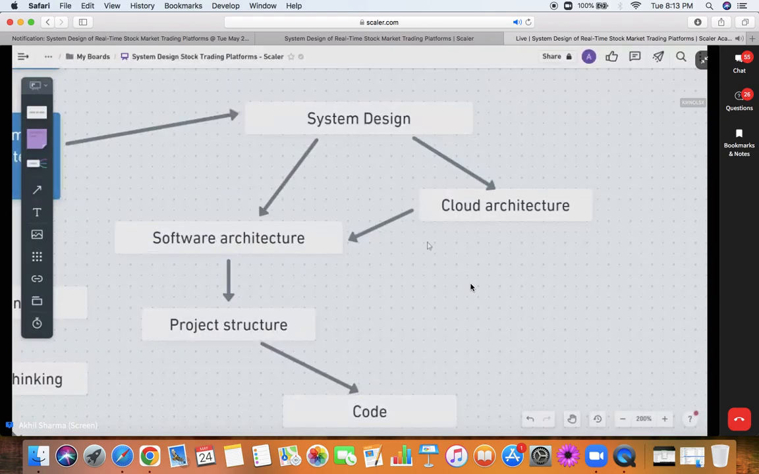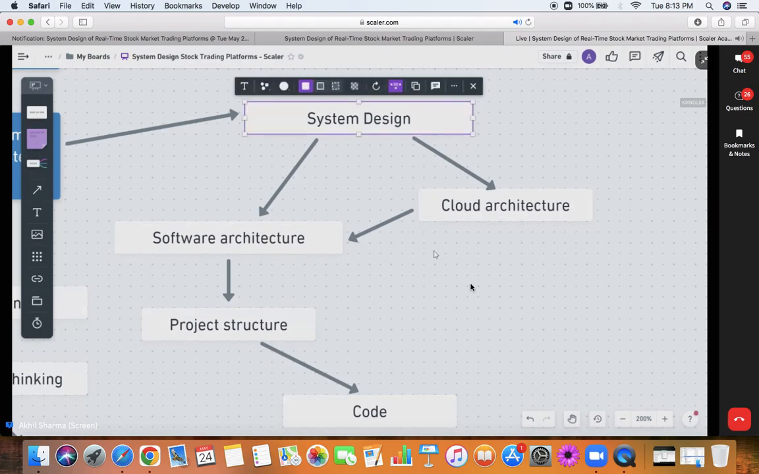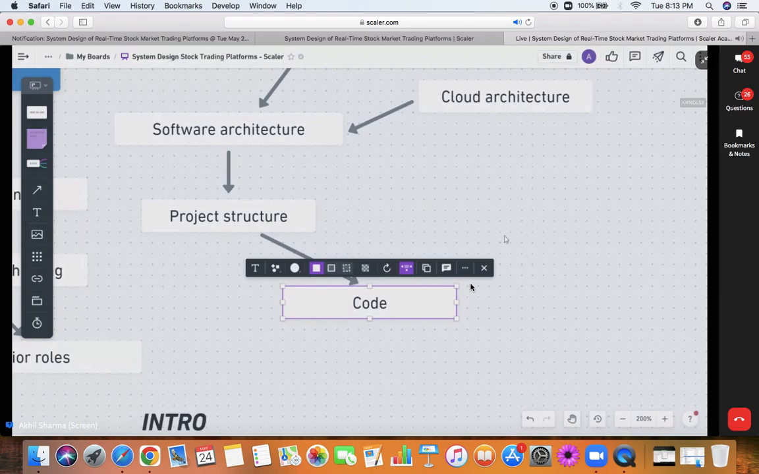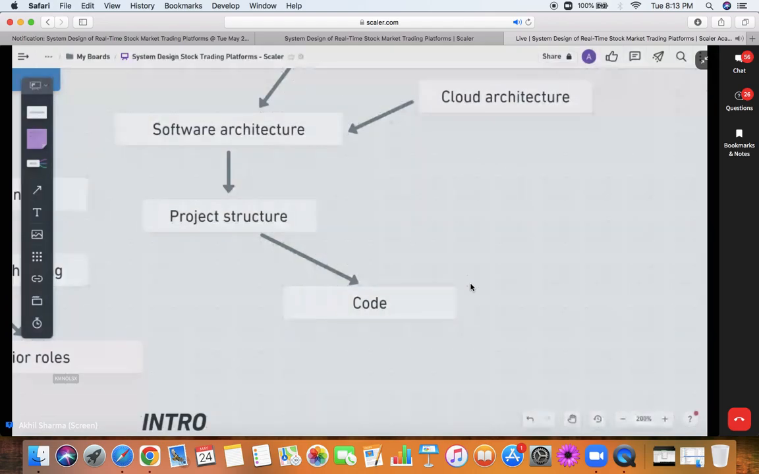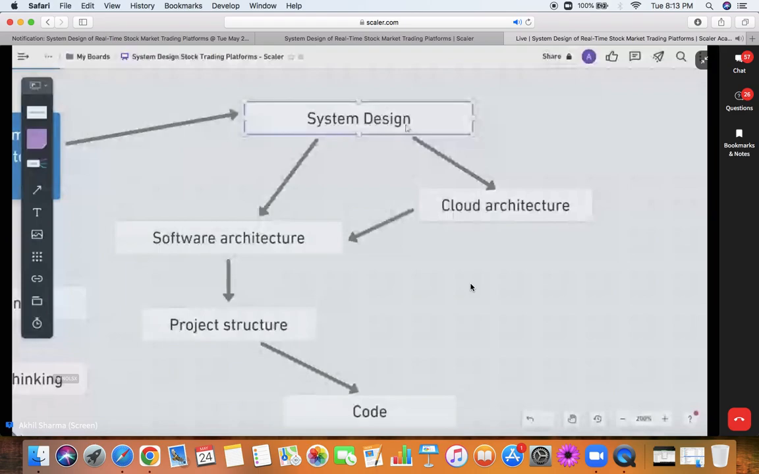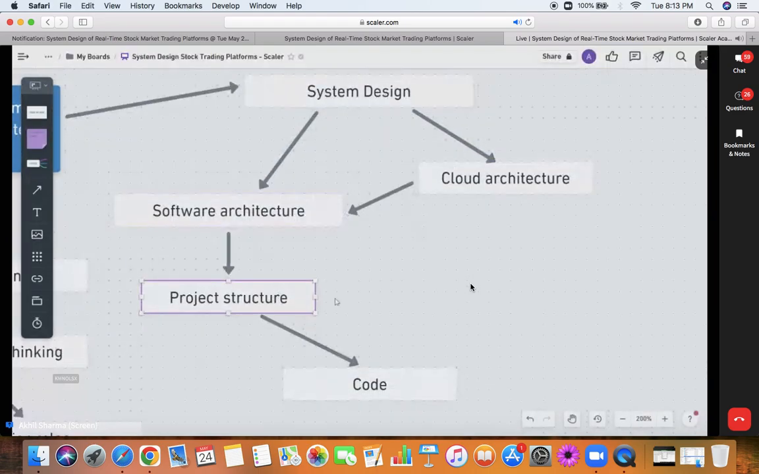And obviously, if you're a CTO, the higher you go up in your technical career ladder, the more system design you have to understand. And coding is happening at the end. So a bad way, an anti-pattern or bad practice, is to start coding directly, like I said. But a good practice is to think about system design, then cloud architecture, software architecture, project structure, and code.